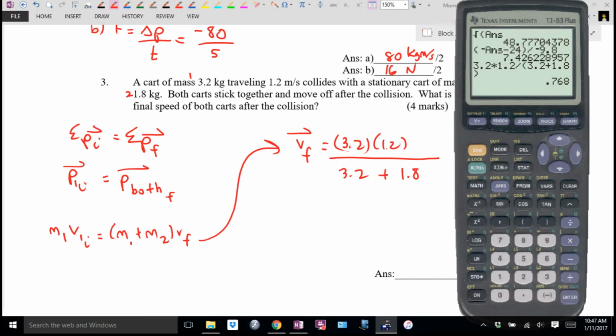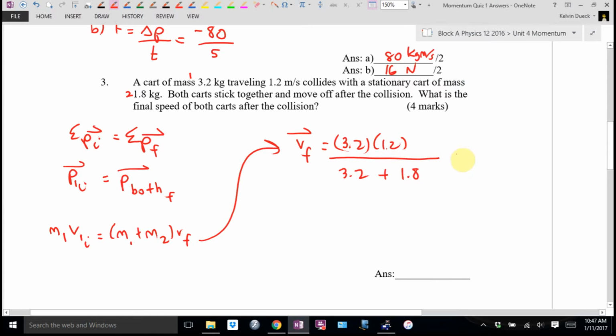0.768? I forgot to carry the 7. 0.768 meters per second. By the way, I did say final speed because technically this isn't the velocity, since I haven't attached a direction, but I did ask for final speed.